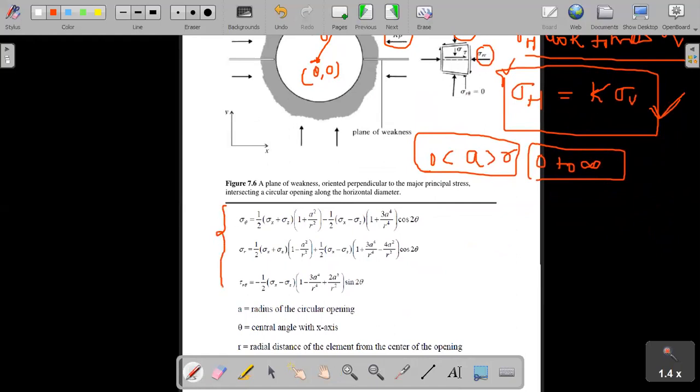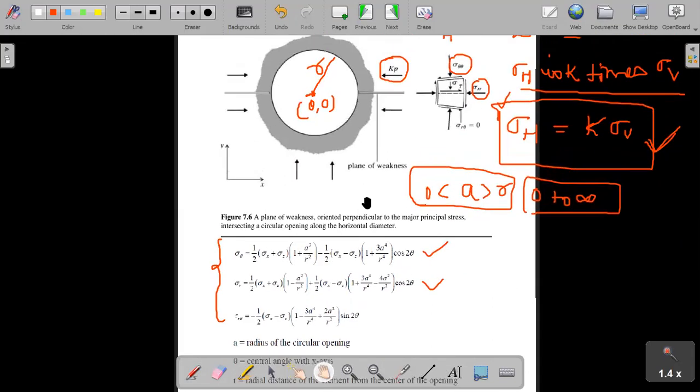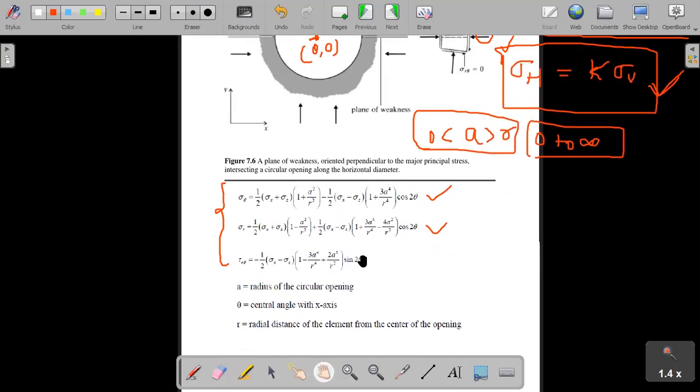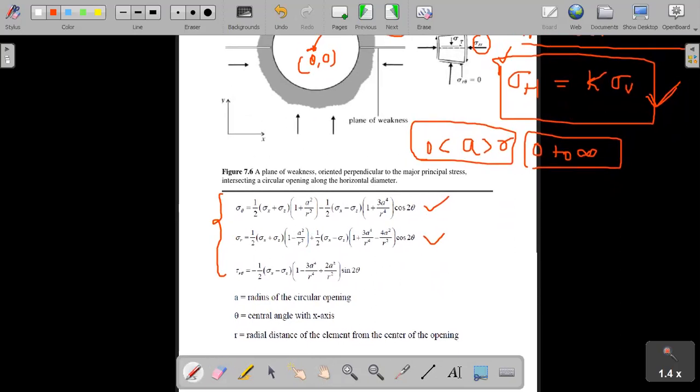This is the formula. If you write in sigma x and sigma z, you can write it. There is no need of derivation because it's very complex, and you have to remember this formula. First write this equation, and after that we will see the use of sigma h equal to k sigma v to simplify this equation. Sigma theta, sigma r, tau r theta.